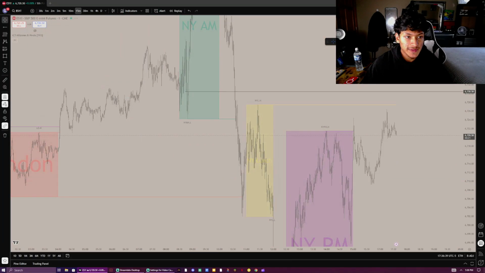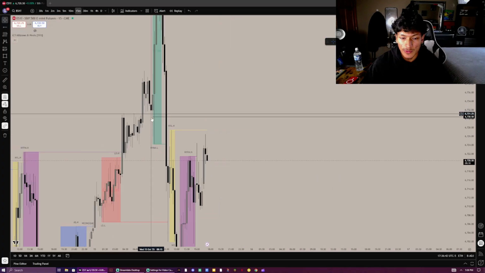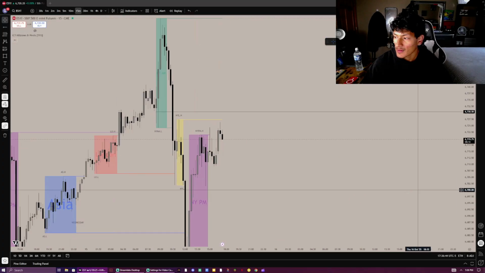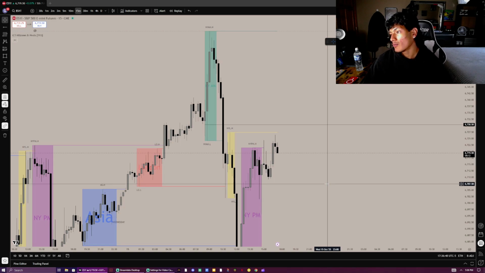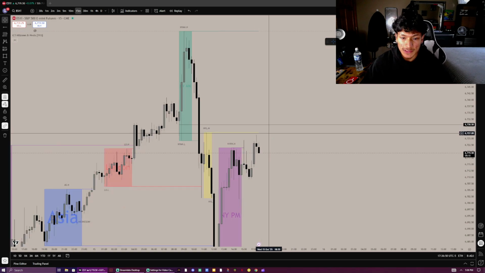So that really brings me into the point of liquidity pools and high quality liquidity versus low quality liquidity, and what is the difference and how can you spot it. So let's show you guys right here, right now.